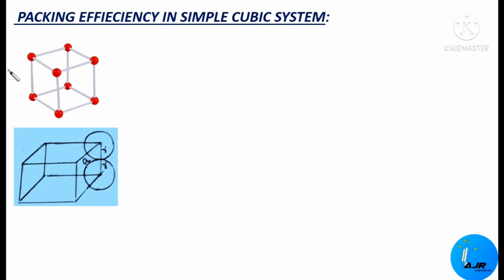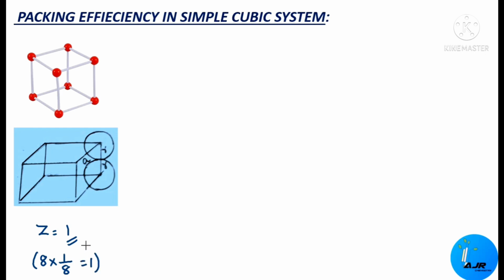Before that, I would like to tell what Z is here. What is Z for simple cubic? It is 1. How will you calculate 1? We have 8 corner atoms, and each corner atom will be shared by 8 unit cells. So 8 into 1 by 8 is equal to 1. This is how we calculate Z.